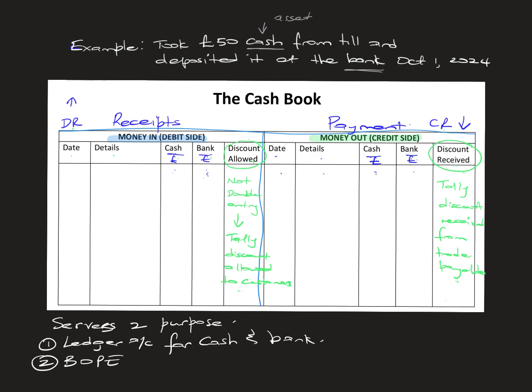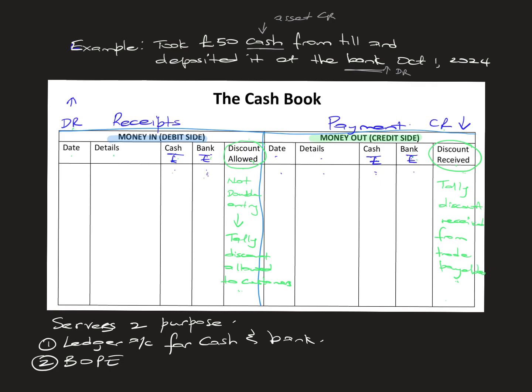And if your asset reduces, that is going to be a credit entry. And you're going to put it in the bank. So money in the bank is going to increase. So you're going to have more money in the bank, and that is going to be a debit entry. So how would I record something like this in the cash book?